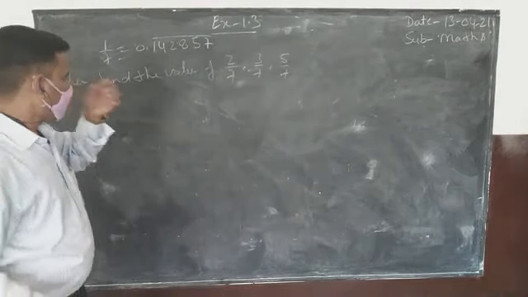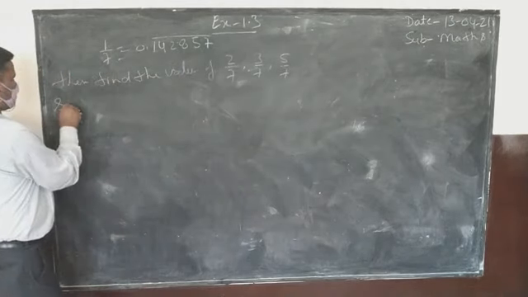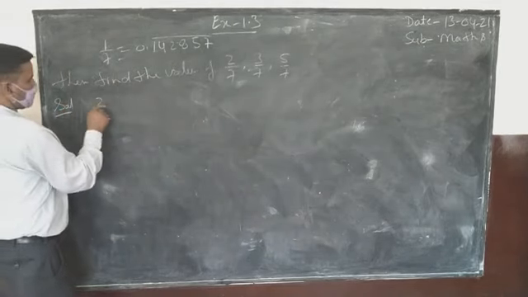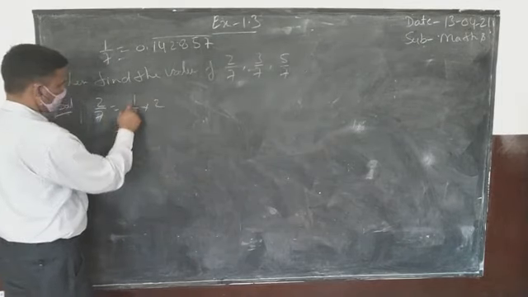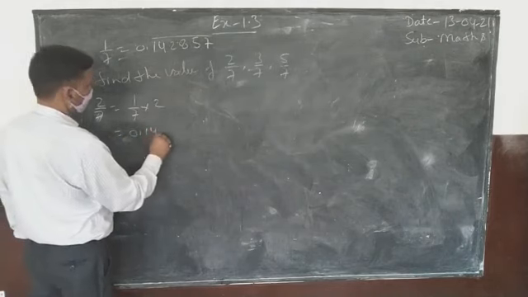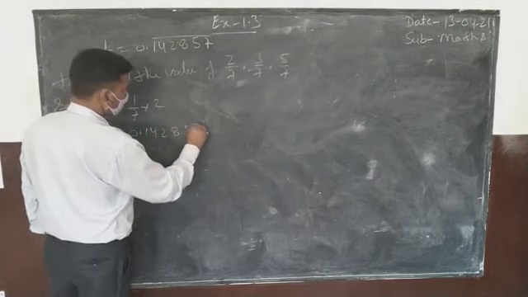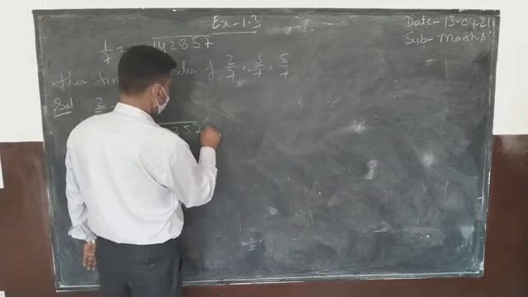Without actual division, how to find the value here? The value of 1 by 7 is given. Now start the solution. 2 by 7 means 1 by 7 into 2. Without putting the value of 1 by 7 here, we write 0.142857 with a bar, and into 2.